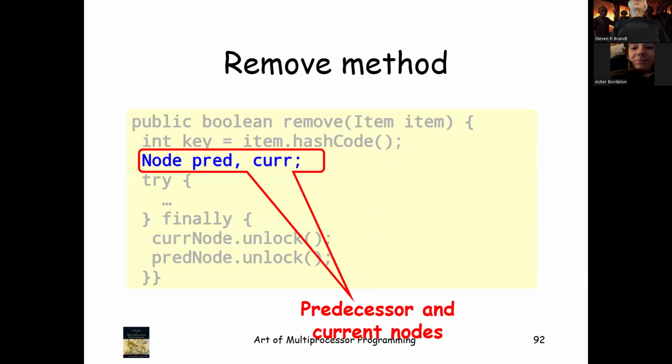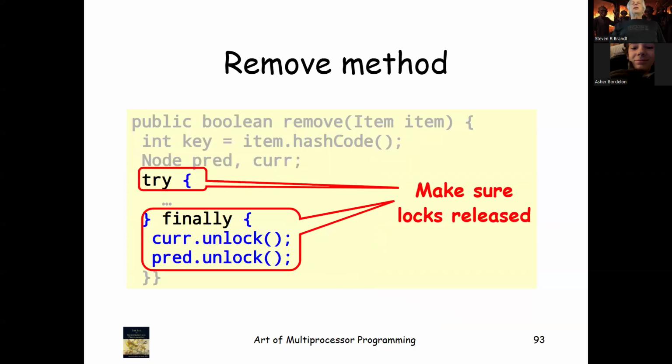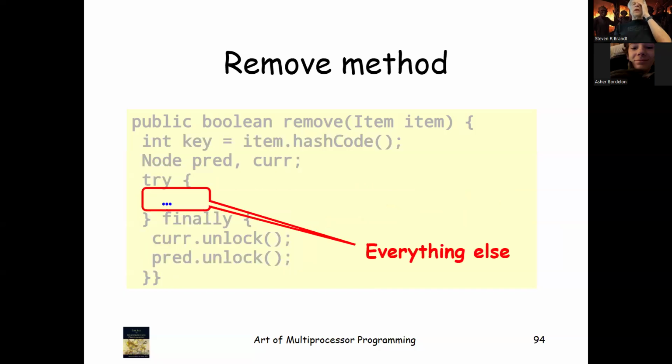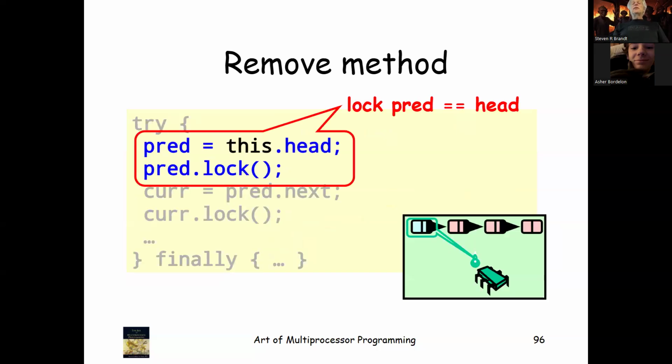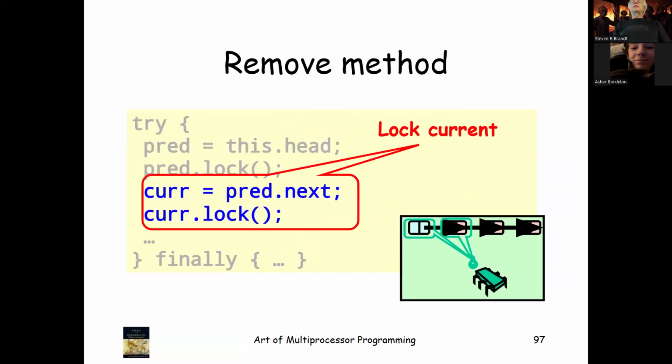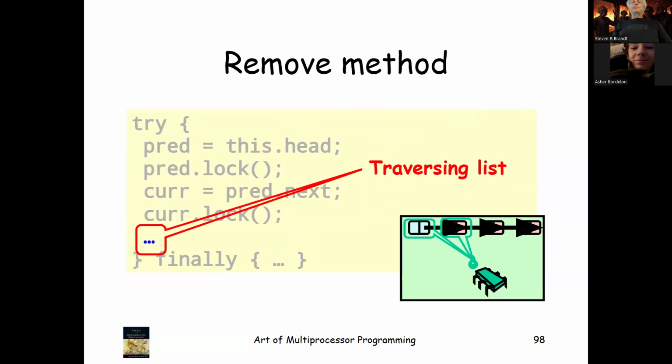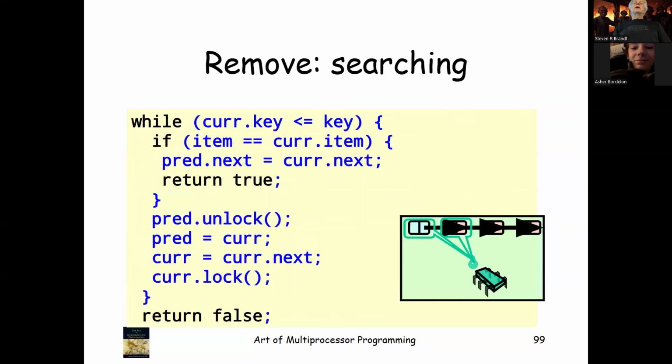Okay, and we're going to have a predecessor and a current node, and we're going to have our try finally to do unlocks, as we should. And then we're going to have a bunch of stuff where the dot dot dot is, and that bunch of stuff looks like this. I have the pred equal this dot head, and then pred dot lock, and cur equals pred dot next, and we do cur dot lock. And then we traverse. And the traversing looks like this.